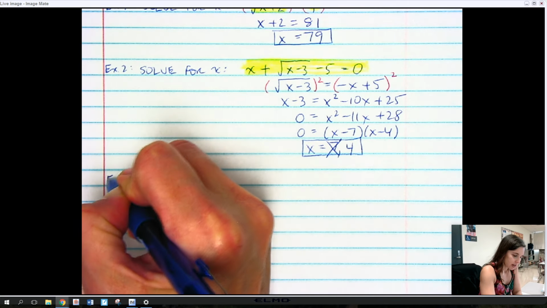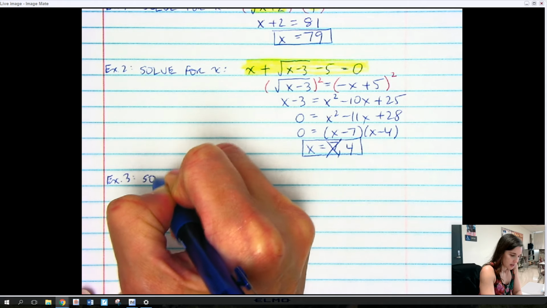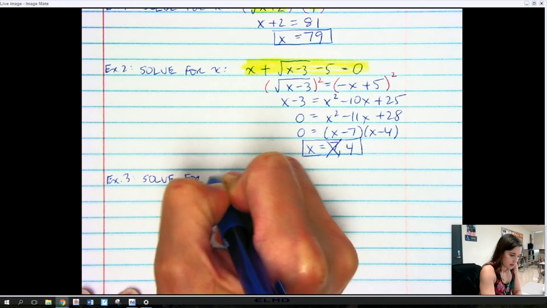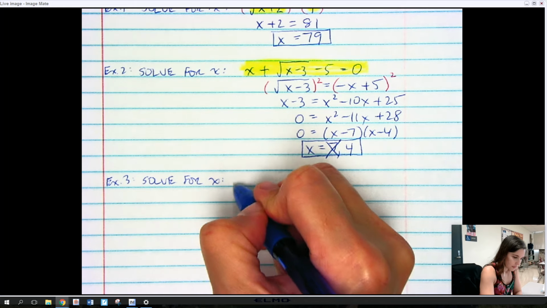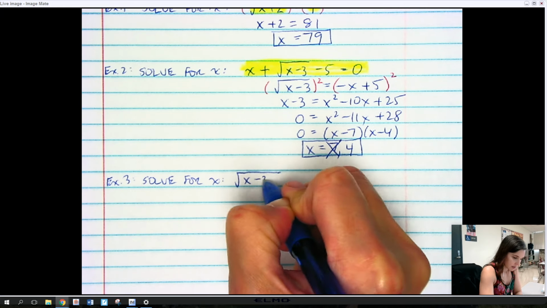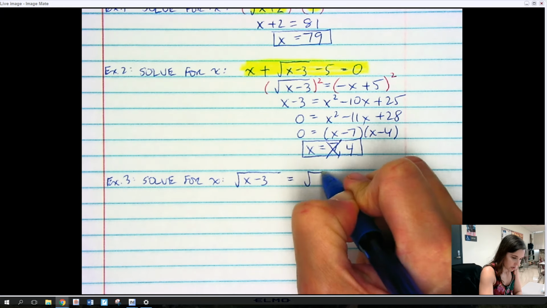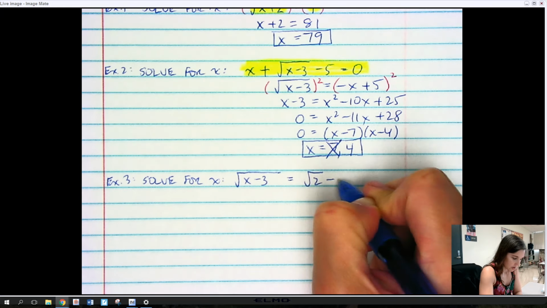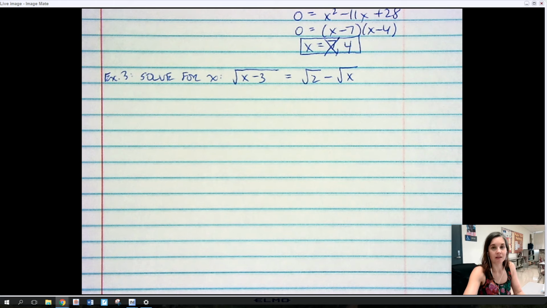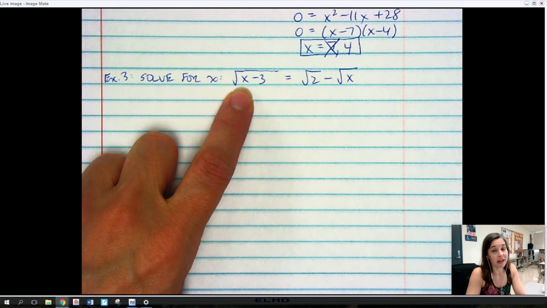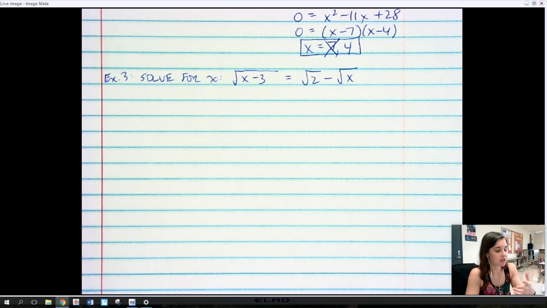Okay, let's try number 3. Let's solve for x. I have the square root of x minus 3 is equal to the square root of 2 minus the square root of x. Okay, so first I asked myself, is my radical isolated? Well, I do have a radical isolated, so I'm going to say yes, I do. So now how do I get rid of the square root? I'm going to square. So I'm going to square this whole side.